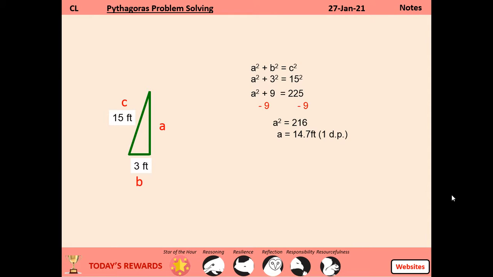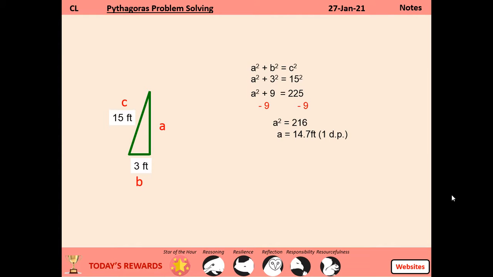Why can't it be 216? It cannot be 216 feet for A, because it has to be shorter than C. A cannot be 216 because it's not less than 15. Remember, the hypotenuse has to be the longest side. So you know when you reach that stage that you have to square root it.